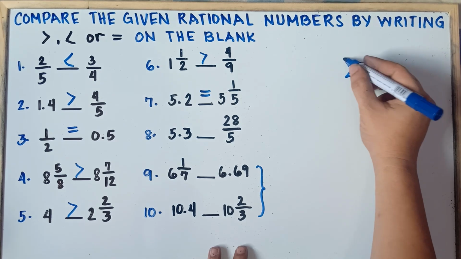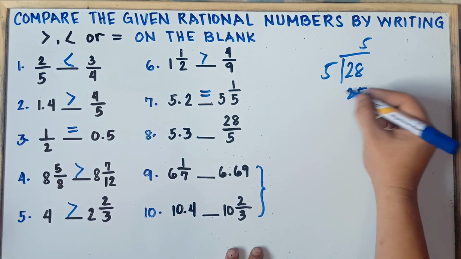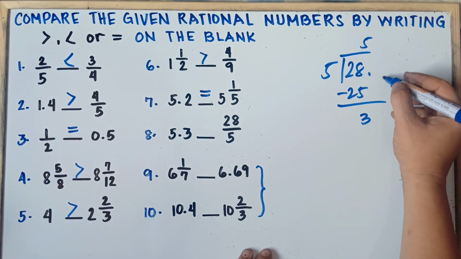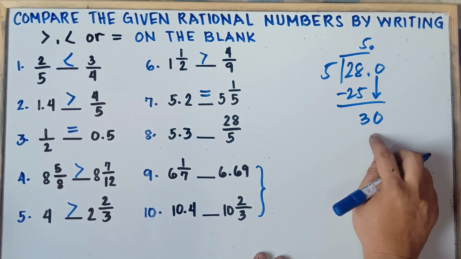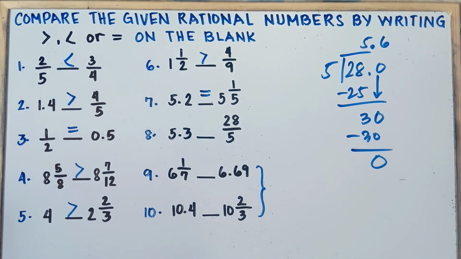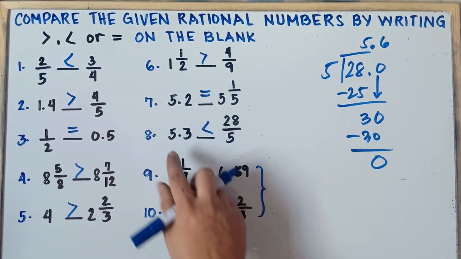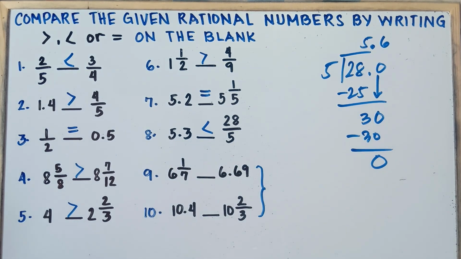So let's divide 28 divided by 5. 28 divided by 5, that's 5. 5 times 5 is 25. Subtract 28 minus 25, that's 3. Alright, and then you bring down 0, you add 1 0. So bring down 0, you put a point. 30 divided by 5, that is 6. 6 times 5, that's 30. Subtract, that is 0. So 5.6. So 28 over 5 is 5.6. Therefore, class, 5.6 is greater than 5.3. So therefore, this is less than, class. 5.3 is less than 28 over 5 because 28 over 5 is greater than 5.3.